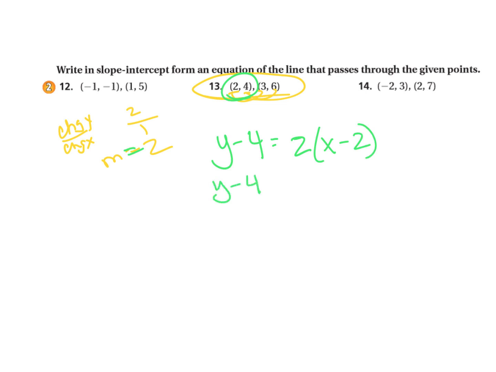Leave the first one alone. 2x minus 4. Add 4. So my y equals 2x. And that's all there is. I could put plus 0, but you don't have to.